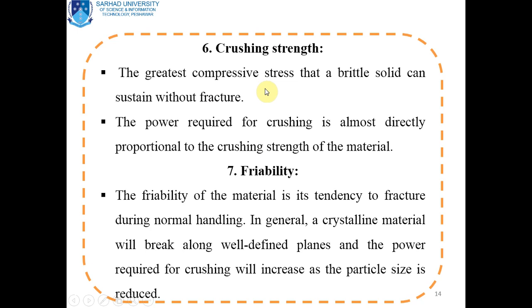Crushing strength is the greatest compressive stress that a brittle solid can sustain without fracture, and that is another parameter affecting particle size reduction. The power required for crushing is almost directly proportional to the crushing strength of the material. Friability, as you know, is the loss of mass. The friability of a material is its tendency to fracture during normal handling. In general, a crystalline material will break along well-defined planes, and the power required for crushing will increase as the particle size is reduced.